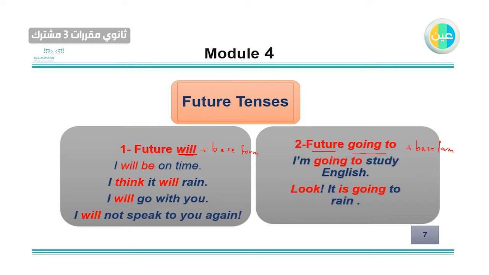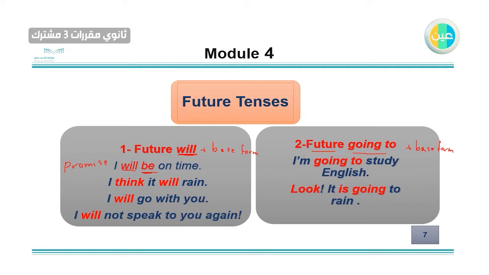Let's start with number 1, future will. In different cases, let's look at them now. I will be on time. You have will. After will, you have be, the base form. So, for promises, when you promise to do something, you use will. So, for promises. Number 2, I think it will rain.